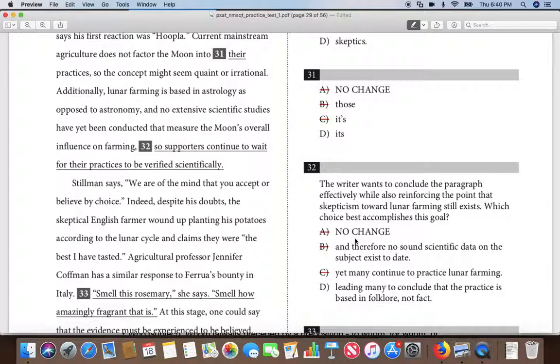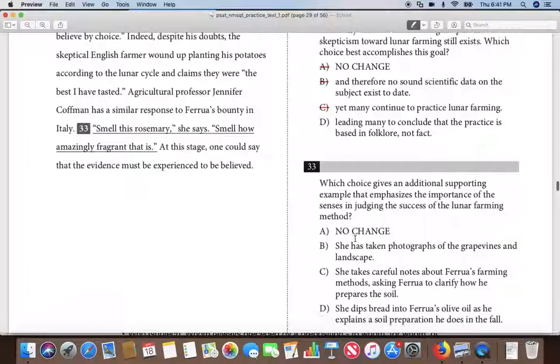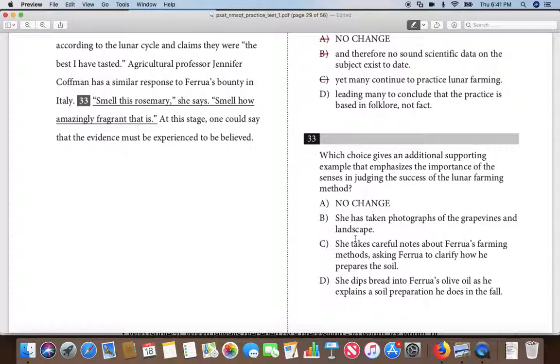Caroline. Stillman says, we are of the mind that you accept or believe by choice. Indeed, despite his doubts, this skeptical English farmer wound up planting his tomatoes according to the lunar cycle and claims they were the best I have ever tasted. Agricultural Professor Jennifer Kaufman has a similar response to the bounty in Italy. Smell this rosemary, she says. Smell how amazingly fragrant that is. Okay, great. Go ahead and read question 33, please.